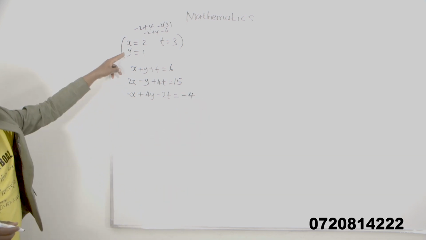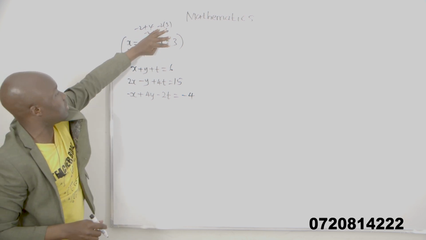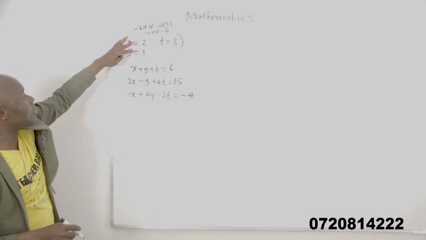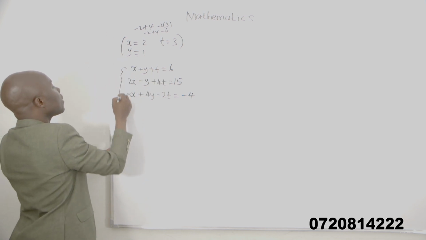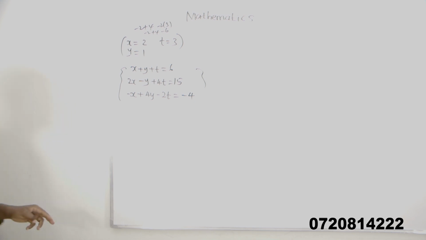Now, yes, we know this. What if you did not know this? Somebody just came with the system and said x plus y plus t is 6. This is now the system of the equation that has been provided. How do we go about it?